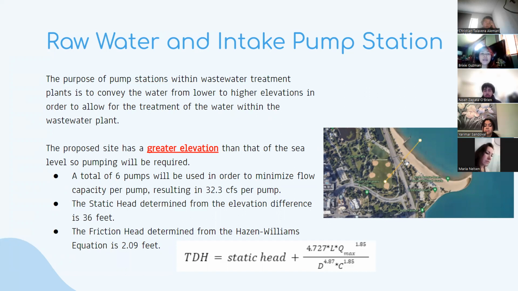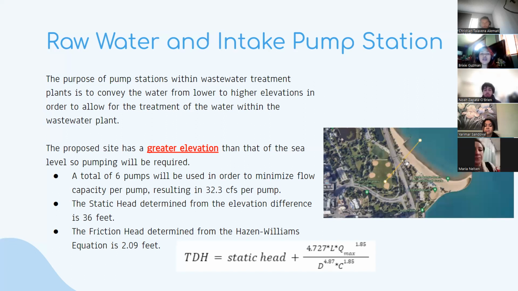So we designed for a total of 6 pumps in order to minimize the flow capacity per pump, resulting in 32.2 cubic feet per second per pump. And the static head determined from the elevation difference was 36 feet, and the friction head determined using the Hazen-Williams equation was 2.09 feet.